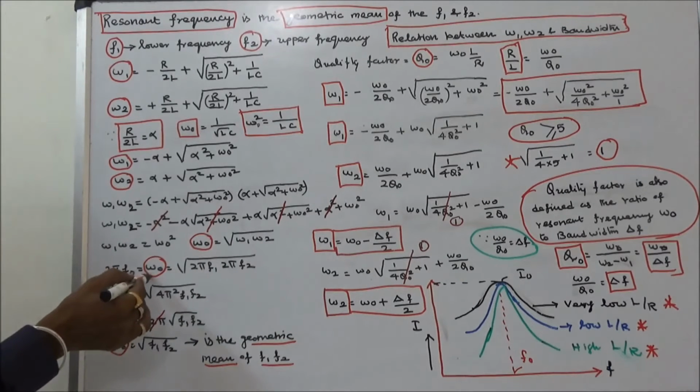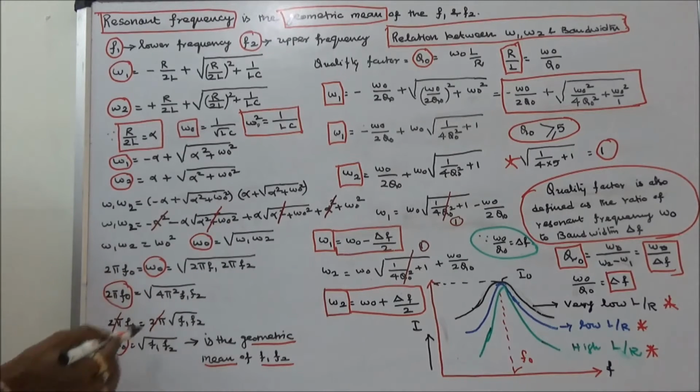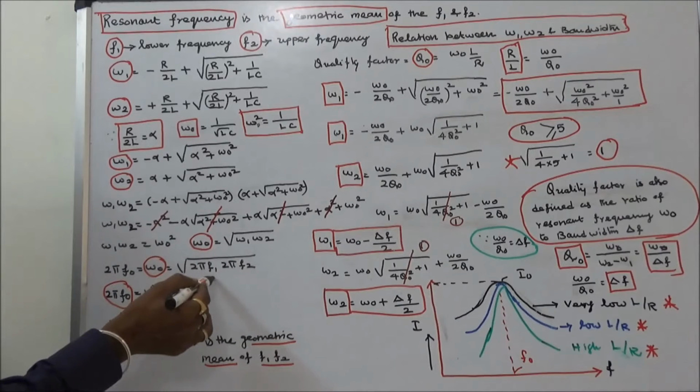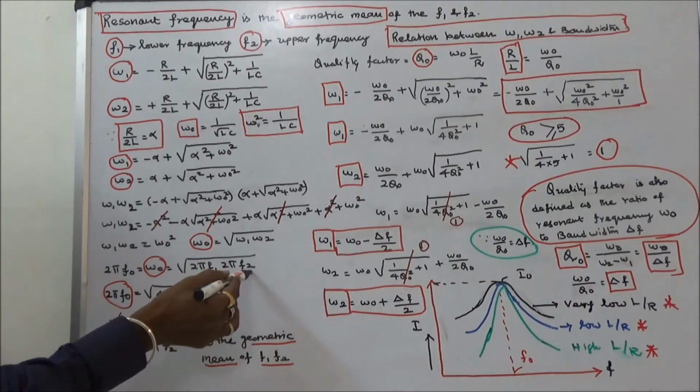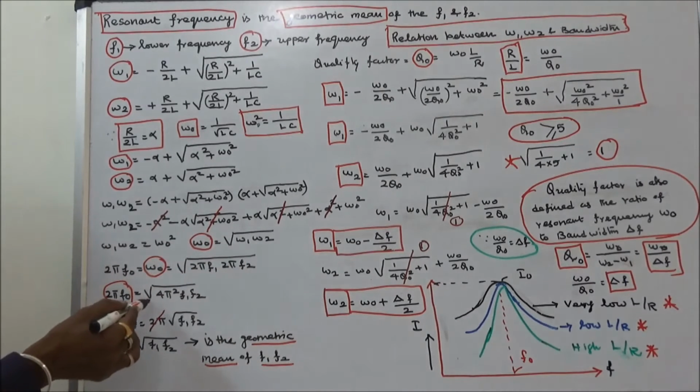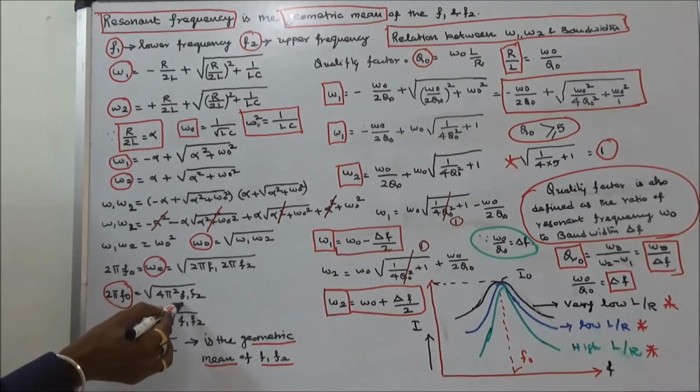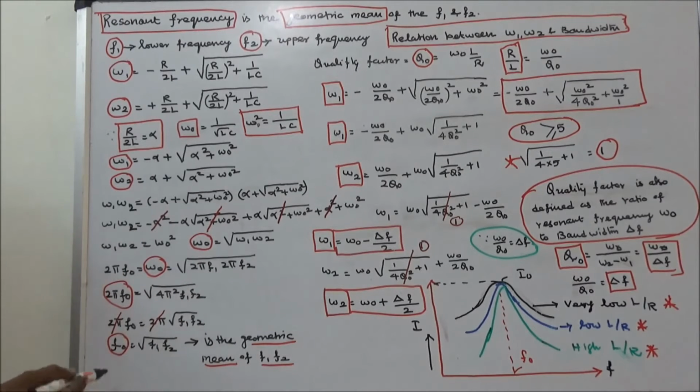Now omega naught is equal to 2 pi f naught, omega 1 is equal to 2 pi f1, omega 2 is equal to 2 pi f2. So 2 pi f naught is equal to root of 4 pi square into f1 into f2. Simplify it. F naught is equal to root of f1 and f2. So f naught is the geometric mean of f1 and f2, the lower and upper frequencies.